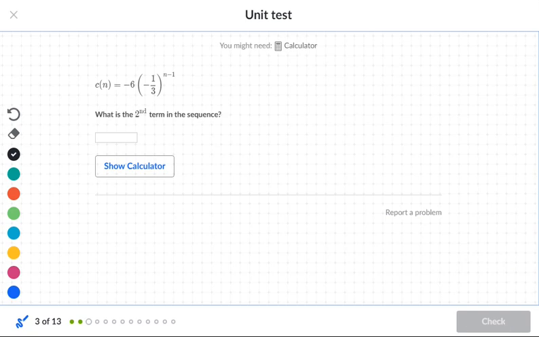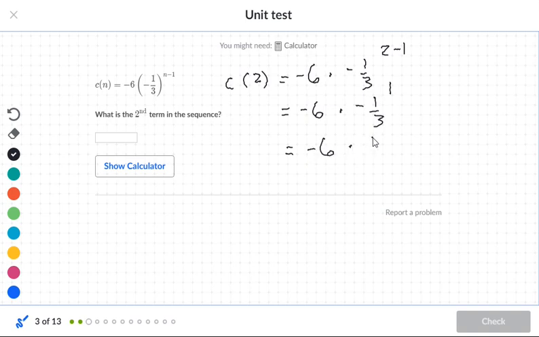Okay, so right here we have the following formula, and we want to find the second term. We only have one formula to work with. So we're going to say c of 2, because that's what we're looking for, the second one, is equal to a negative 6 times a negative 1/3. Now instead of saying n minus 1, we're going to say 2 minus 1. So now we have negative 6 times negative 1/3 to the first power, so that's not needed anymore, so we don't have to make any changes to this fraction, we can leave it as a negative 1/3.